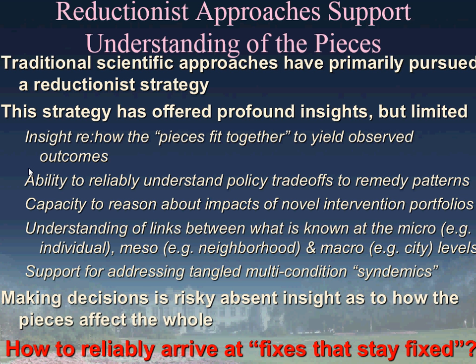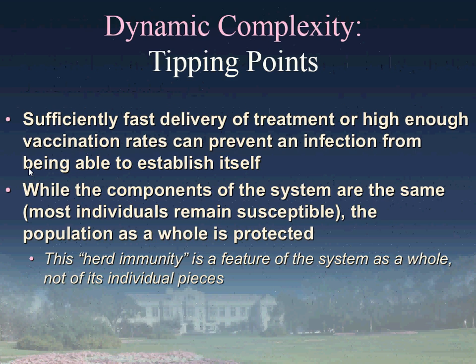And the question that I like to bring forward here is one that Jeff likes to highlight, which is, how do we arrive at fixes that stay fixed? How do we avoid fixes that simply blow back and dilute themselves? How do we avoid fixes that work for a little bit and fail? How do we avoid fixes that work at a small scale but don't scale up? A lot of opportunities here.